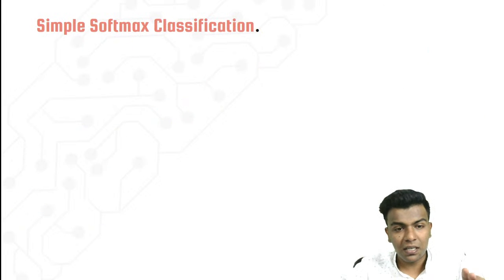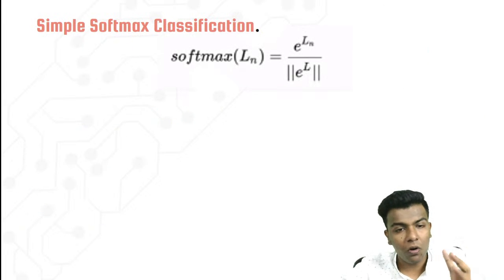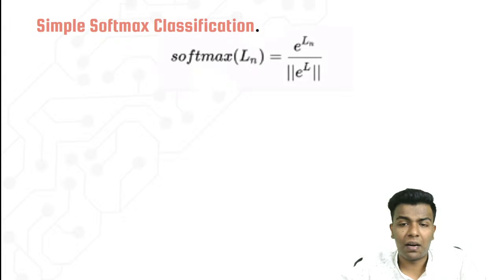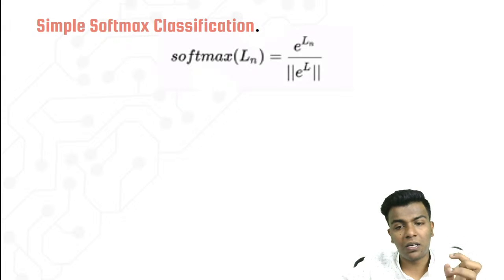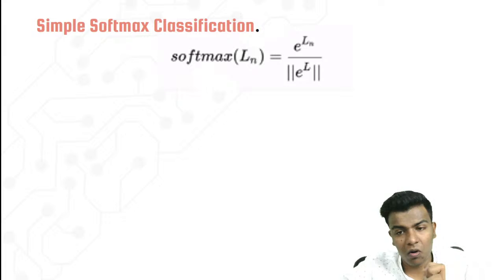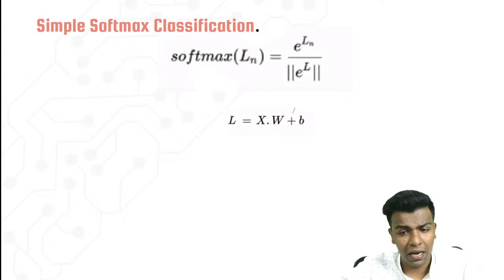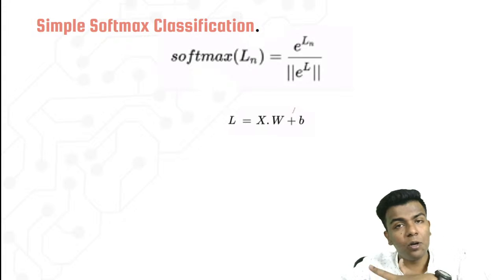And then we hope you all know about the softmax classification, which we are going to use at the final stage of a normal neural network, right? Yesterday itself we saw the formula: softmax is equal to exponential of Ln divided by the sum of the exponentials of Ln, where L is equal to x dot w plus b.